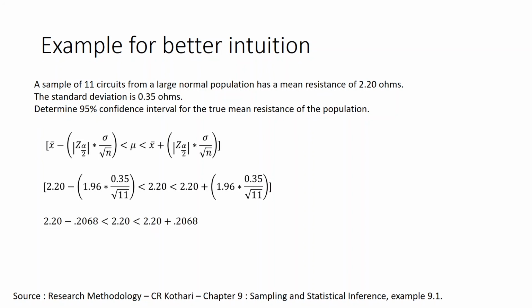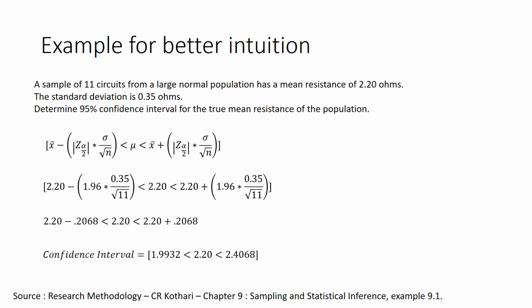So this gives me 2.20 minus 0.2068 less than mu less than 2.20 plus 0.2068. So that is going to fall between that range. Basically 0.2068 is my margin of error. So plus minus 0.2068, I am going to use it with the mu in order to find my confidence interval. And yeah, I get my confidence interval. My confidence interval lies between 1.9932 to 2.4068.